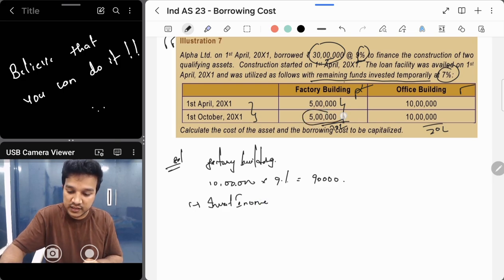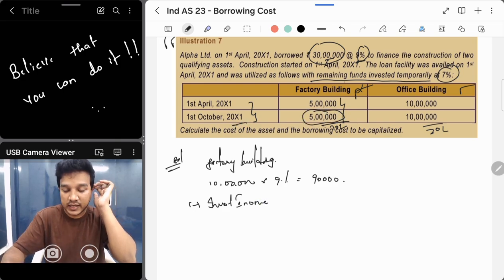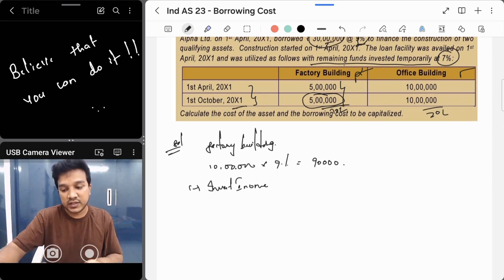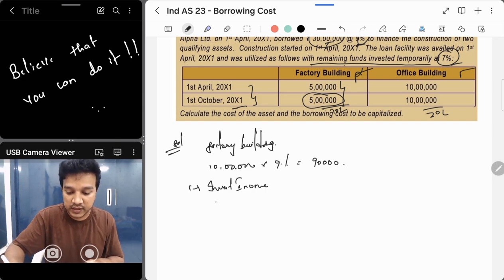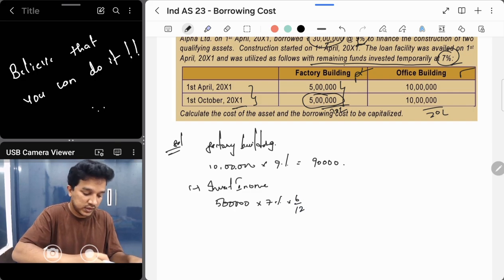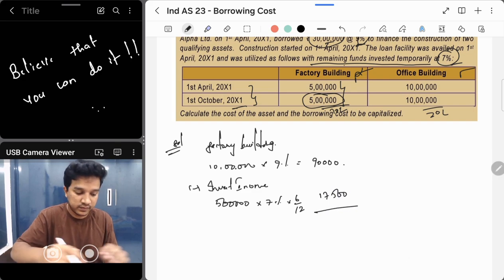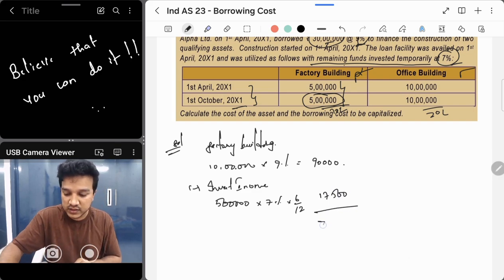ठीक है, यहाँ पे ये जो 5 lakhs है ना, that has been utilized in 1 October. ठीक है, now, मतलब अप्रैल से लेके अक्टूबर तक it has been invested here for 7%, वो इन्वेस्टमेंट इनकम है. So 5 lakhs लेना into 7% into 6 divided by 12 because it has been invested for only 6 months. 5 lakhs into 7% into 6/12, 17,500 comes to 72,500. सो ये रिमूव कर दिया अपन, तो इतना अमाउंट अपन कैपिटलाइज कर सकते हैं.